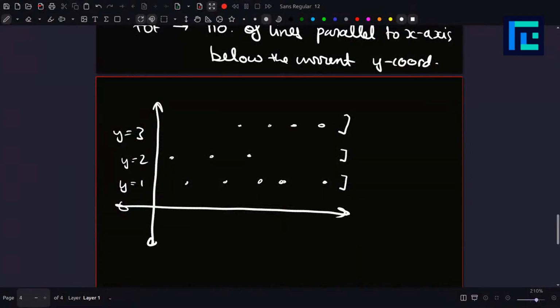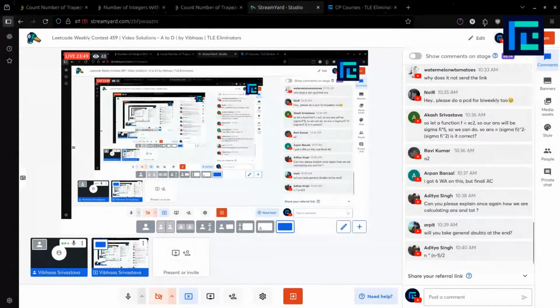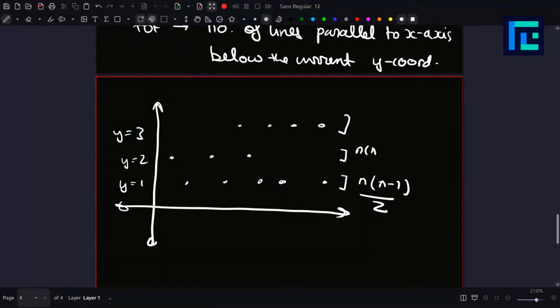So in the last group, if you see there's 1, 2, 3, 4 points. I can join these points for 4 lines, right? And then here I can join the points for 3 lines. So basically it's the sum of n minus 1 plus n minus 2 plus so on. Or in other words, it is the same as n choose 2, which can also be written with the simple formula n times n minus 1 divided by 2. So here also it will be n times n minus 1 divided by 2, and here also.